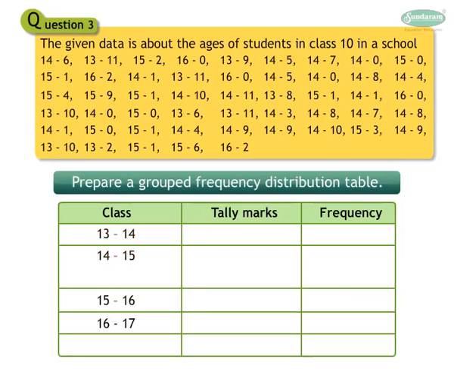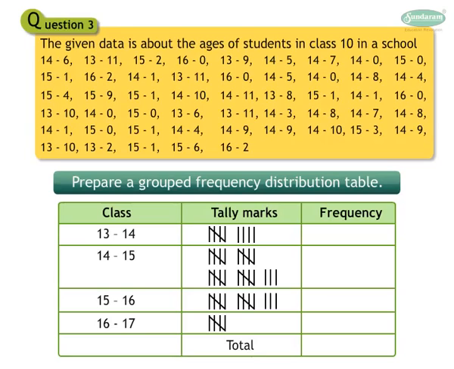First number in the question is 14 6. Put a tally mark against the class 14 to 15. Next number in the question is 13 11. Put a tally mark against the class 13 to 14. In this way, we will go on putting tally marks till the data in question ends.